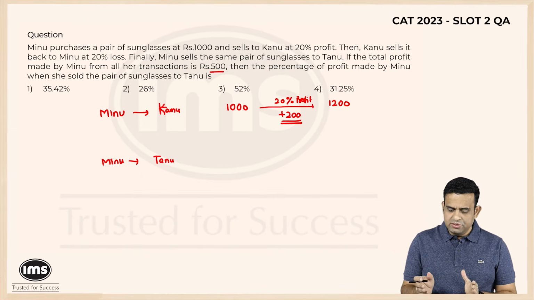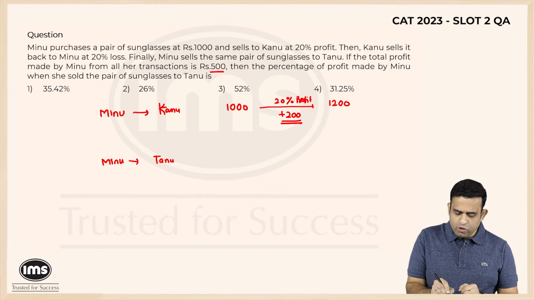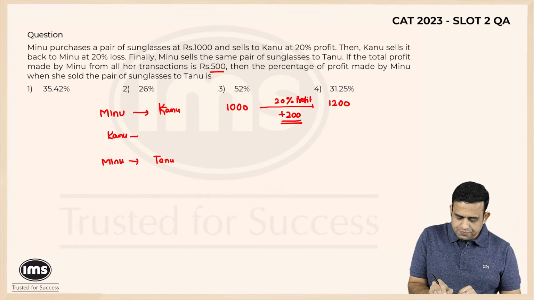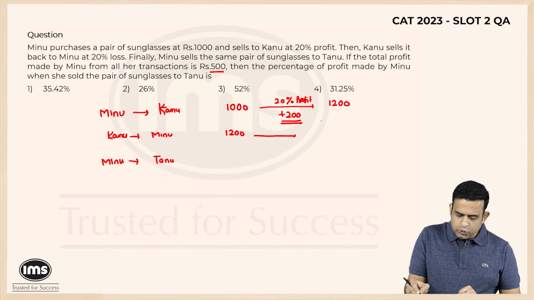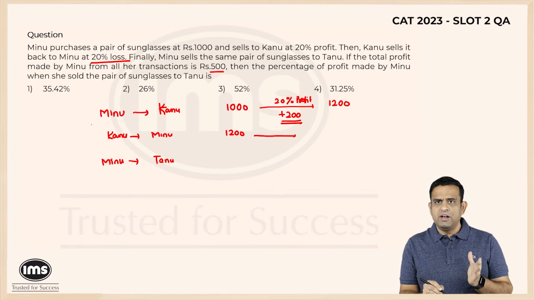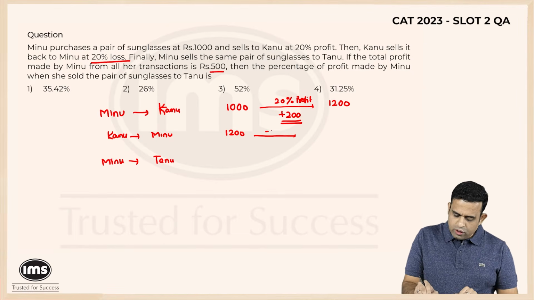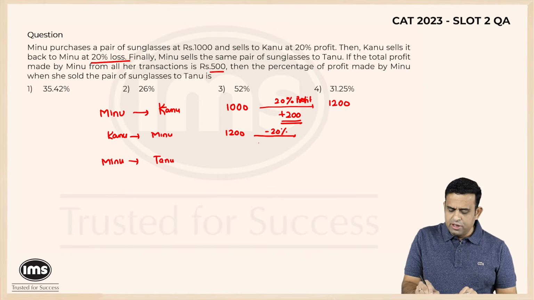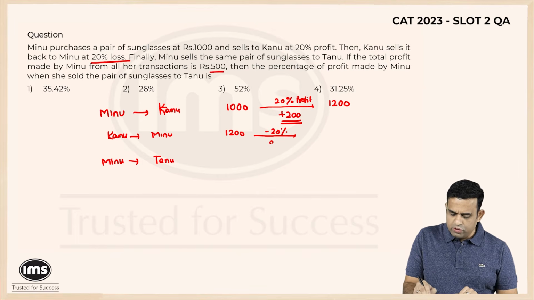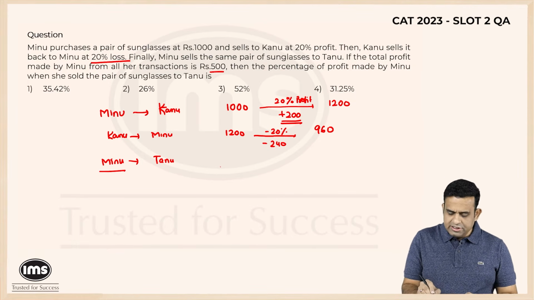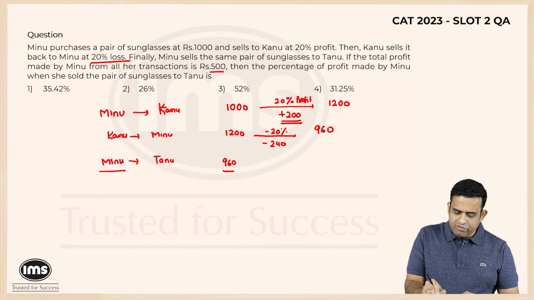Now this same pair of glasses was received again by Minu from Kanu. So Kanu to Minu. Something which was 1200 was now sold at a loss of 20% by Kanu to Minu. So it's a loss of 20%. That basically means a loss of 240, and that will bring the cost to 960. So now Minu has purchased the sunglasses again at 960, and the main thing is that overall Minu wants to make a profit of 500.